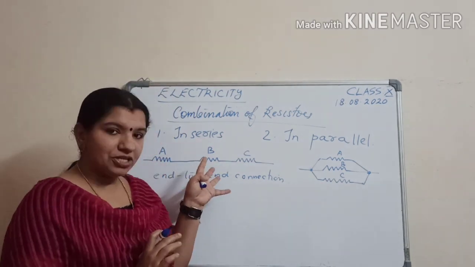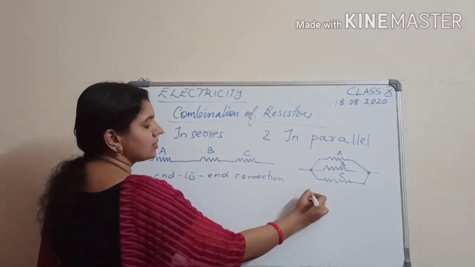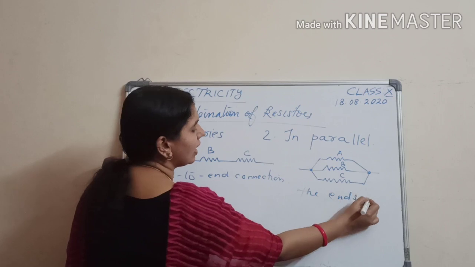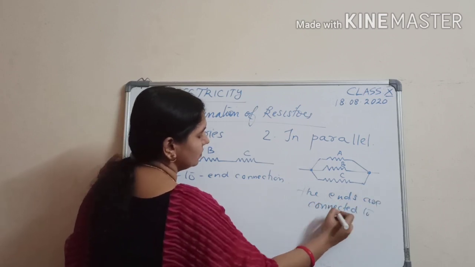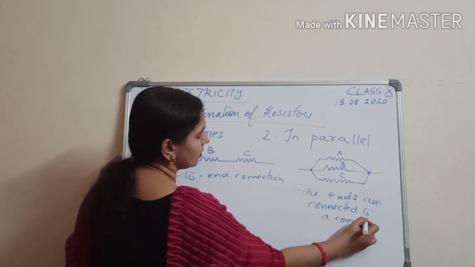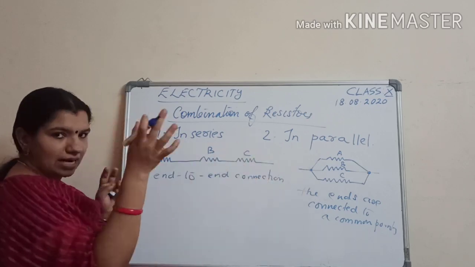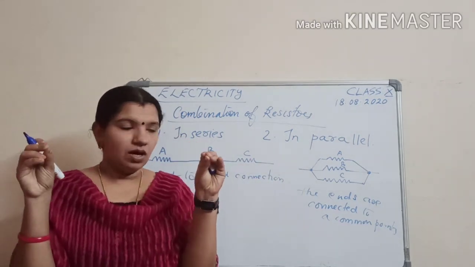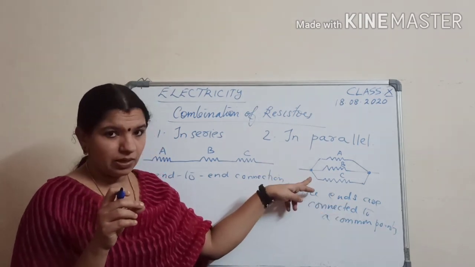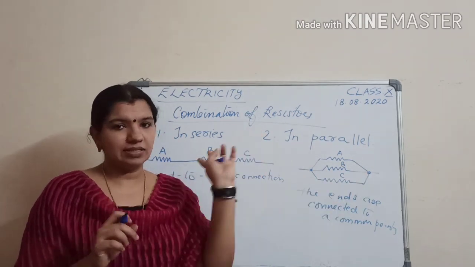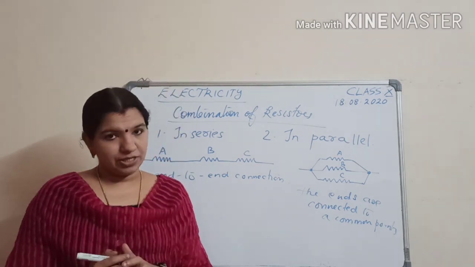So, series combination means end to end connection. Here, the ends are connected to a common point. Two ends are there, so two ends will be connected to the corresponding two common points. So, how many resistors are there? All the ends will be connected to a single point on this side as well as on the other side. Understand? Such a way of connection is called parallel connection.